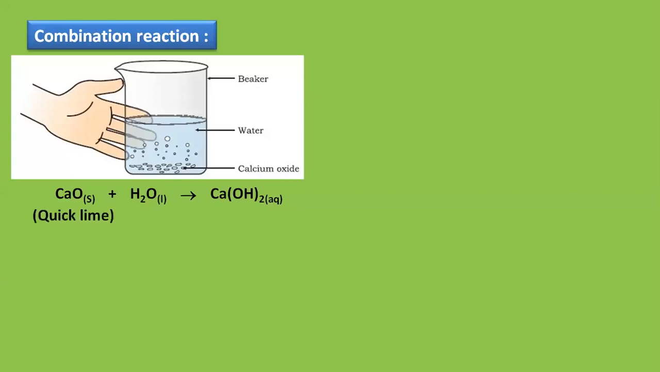So calcium oxide, another common name for calcium oxide is quicklime. Sometimes students in the exam, it might happen that they might ask you what happens when quicklime is put in water. So you need to be prepared with all the alternative names. The alternative name for calcium oxide is quicklime, and calcium hydroxide is called slaked lime.